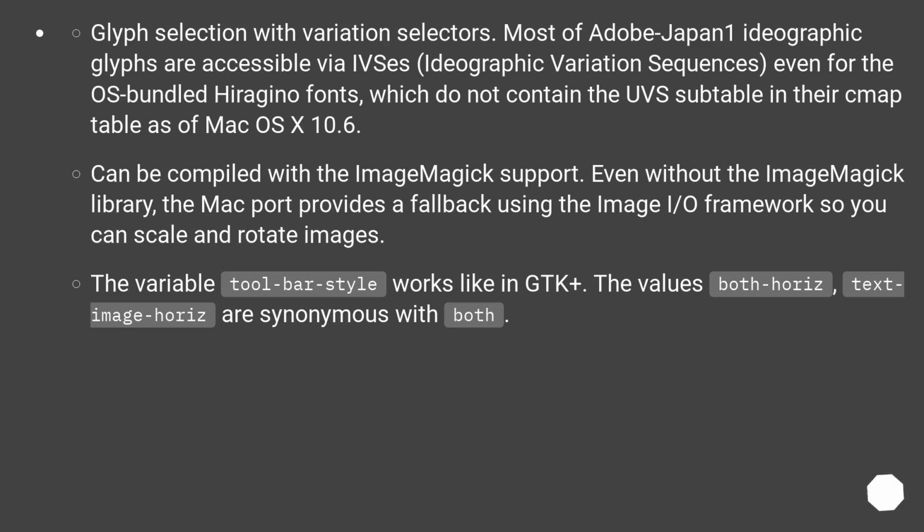Can be compiled with ImageMagick support. Even without the ImageMagick library, the Mac port provides a fallback using the ImageIO framework, so you can scale and rotate images. The variable tool-bar-style works like in GTK+. The values both-horiz and text-image-horiz are synonymous with both.